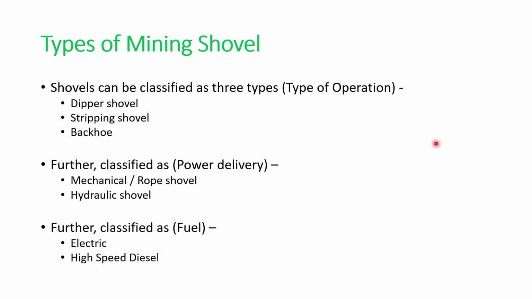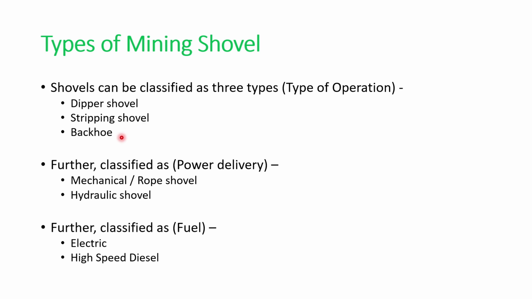Types of mining shovel. Shovel can be classified as of three types. On the type of operation, we can say one is dipper shovel, another one is a stripper shovel, and the third one is the backhoe. Dipper shovel is the normal shovel which we normally find in our day-to-day mining operation, for example, while loading the dumper. Stripper shovels are a similar kind to the drag line. These are used for side casting of the material from one place to another place.